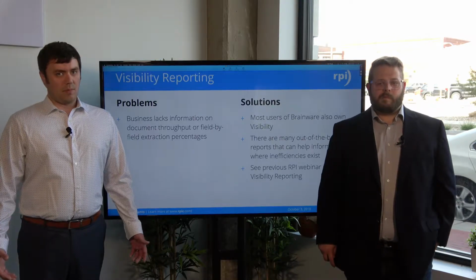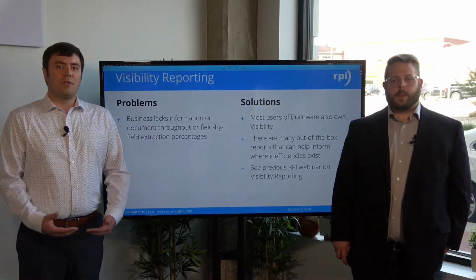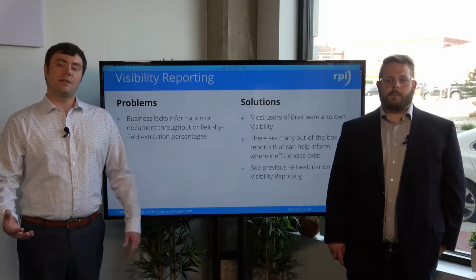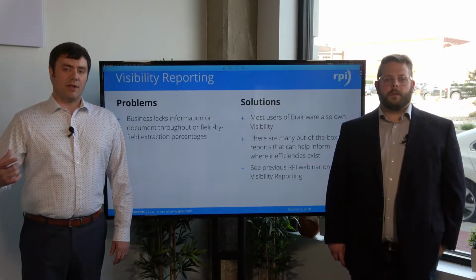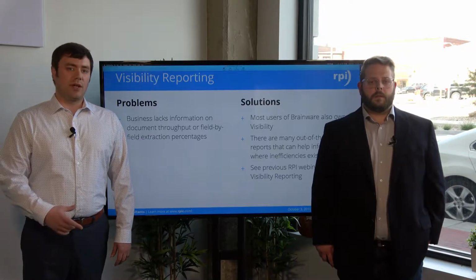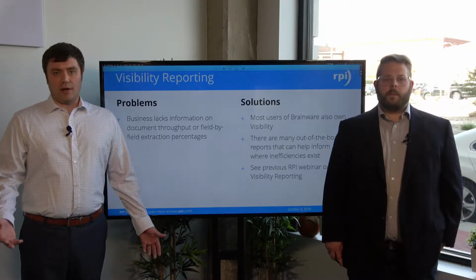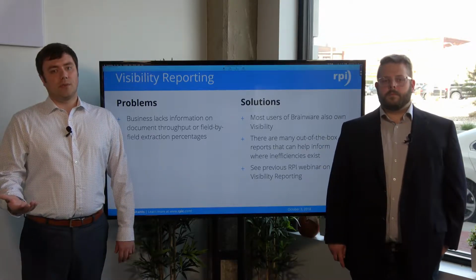So a big issue that people have with Brainware is they don't even know where to locate their problem areas. You may have documents that read in that have a specific field that it fails on every single time for this specific vendor. And how are you supposed to find that? Well, you can find that information through visibility reporting.